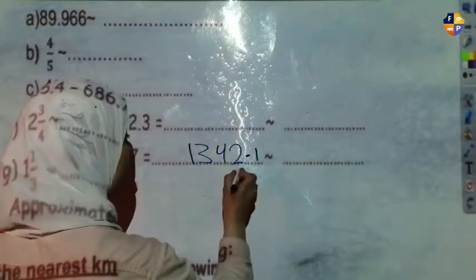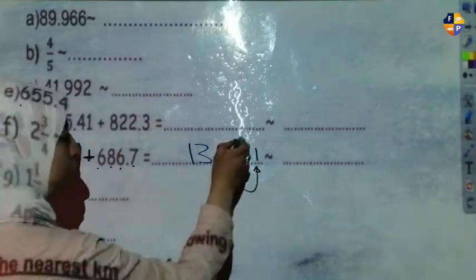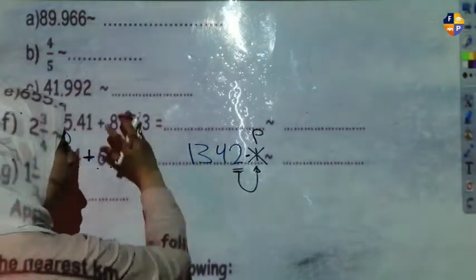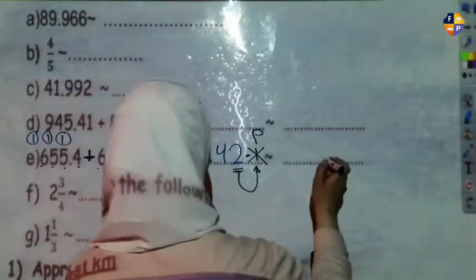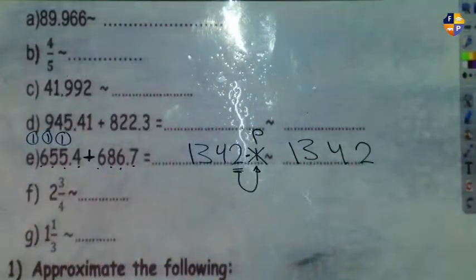Okay. Now I will approximate the sum to the nearest unit or to the nearest whole number. Underline the digit in units. Look at the digit in tenth. 1 is poor. So I will remove the decimal part and keep the whole number as it is. 1,342.